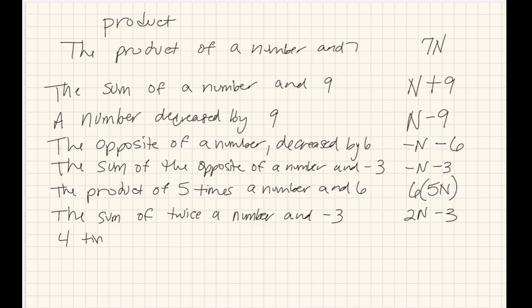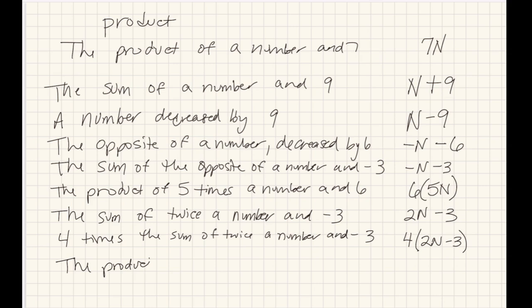4 times the sum of twice a number and -3. 4 times the sum of twice a number and -3. We would have 4 times 2n minus 3. It does need those parentheses. Don't lose those parentheses.